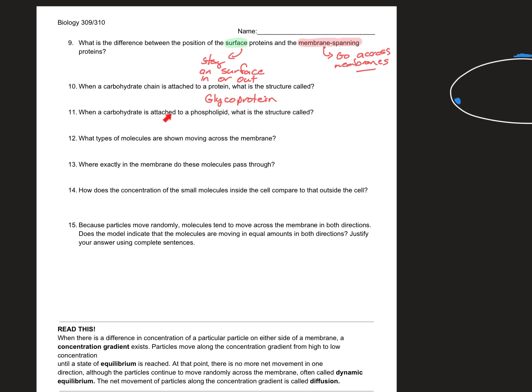When the carbohydrate is attached to phospholipid, what's it called? It's a glycolipid. Glyco, again, is sugar.